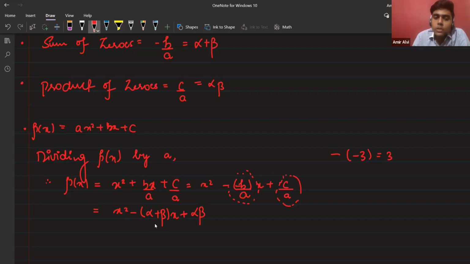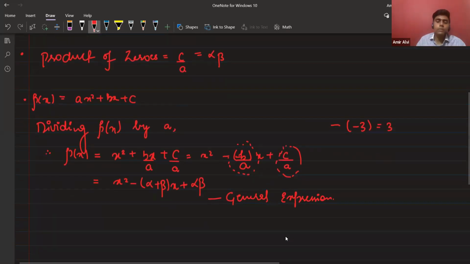Any doubt? So this is the general expression with zeros of the polynomial. Is that clear, Adil? Yes. So in some of the questions, you will be given the sum of the zeros and the product of the zeros. And after that, you have to find the equation, the polynomial expression. Okay, so let's do one question so that you can understand how it is implemented.